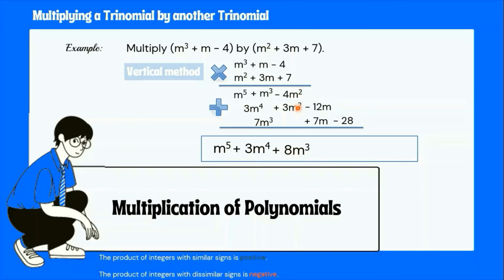Ito namang m squared ang literal coefficient, magkaiba ng sign, so we have to subtract their absolute values. 4 minus 3 is equal to 1, magiging negative 1 dahil negative yung ating bigger number. Kaya ang sagot natin ay magiging negative m squared, no need ipakita yung invisible 1.